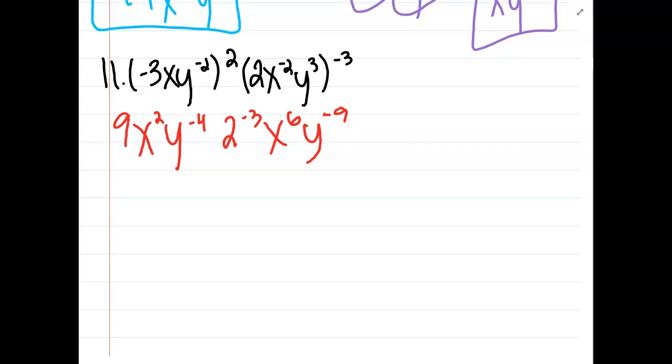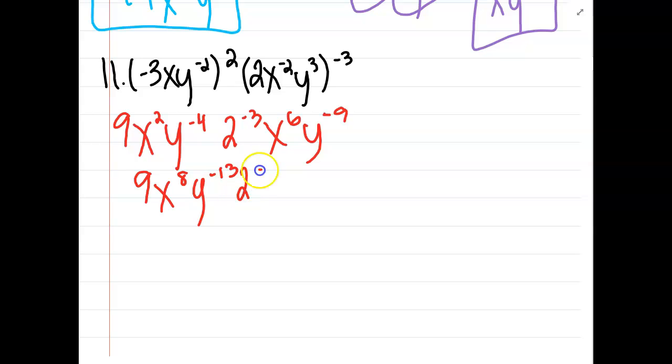Now what I would do next, kind of like on the last ones, for me there's not really any reason to have an x squared and an x to the 6th when I could write those as the same power. So we'll leave the 9 the same. X squared and x to the 6th. How many x's would that be being multiplied together? 8. So it'd be an x to the 8th. Now for the y's, it'd be y to the negative 4, y to the negative 9. Add those, we'd have y to the negative 13.